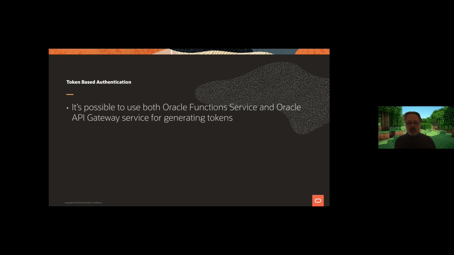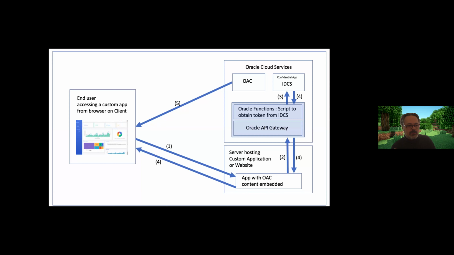What is very neat is that you could use the Oracle Functions service and the Oracle API Gateway to help you generate the tokens. Here's an example of how that would look. On the client here, we've got an example of somebody accessing a custom application, which is being hosted on a server somewhere with a website. There's a custom application or website with embedded OAC content. Now that HTML is making a call to this API, which is running on the API Gateway. Behind the API Gateway, we're using an Oracle function, and that script is generating those JWT assertions.